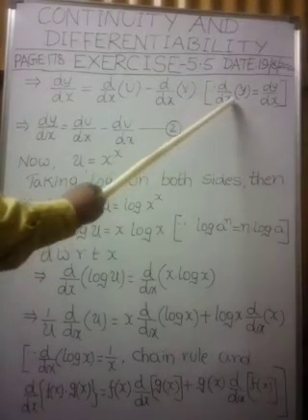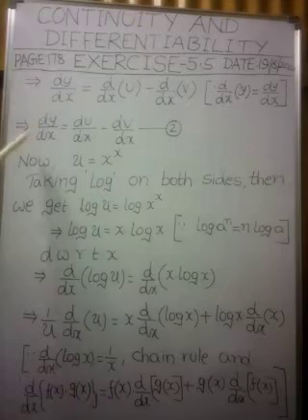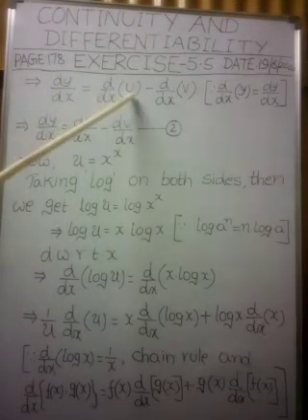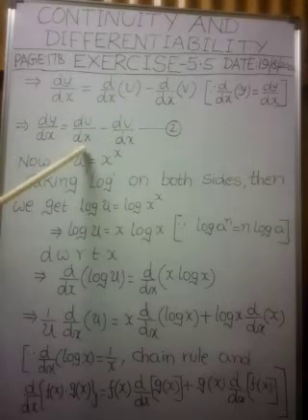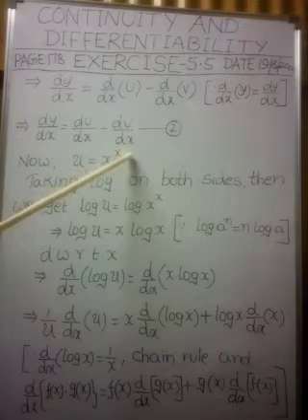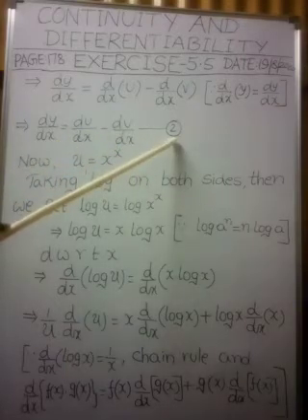That is why I wrote here reason. Understood, my dear children? Right. This implies dy by dx is equal to d by dx of u minus d by dx of v, that is du by dx minus dv by dx. Okay, my dear children. Now consider this as equation 2.